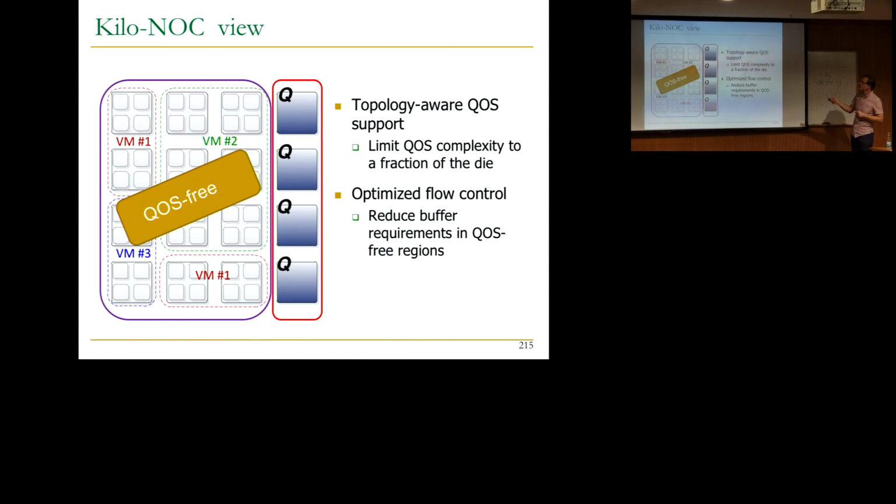Okay, let's see. Basically, the advantage is you limit the quality of service complexity to a fraction of the die over here. And you have optimized flow control. Basically, you reduce the buffer requirements in the quality of service free regions. There's not much buffering over here because you don't support quality of service. So it's actually good. And the paper actually discusses a bunch of other things to optimize the energy efficiency inside here. But we're not going to talk about that. That's why it's called KiloNoc, actually.